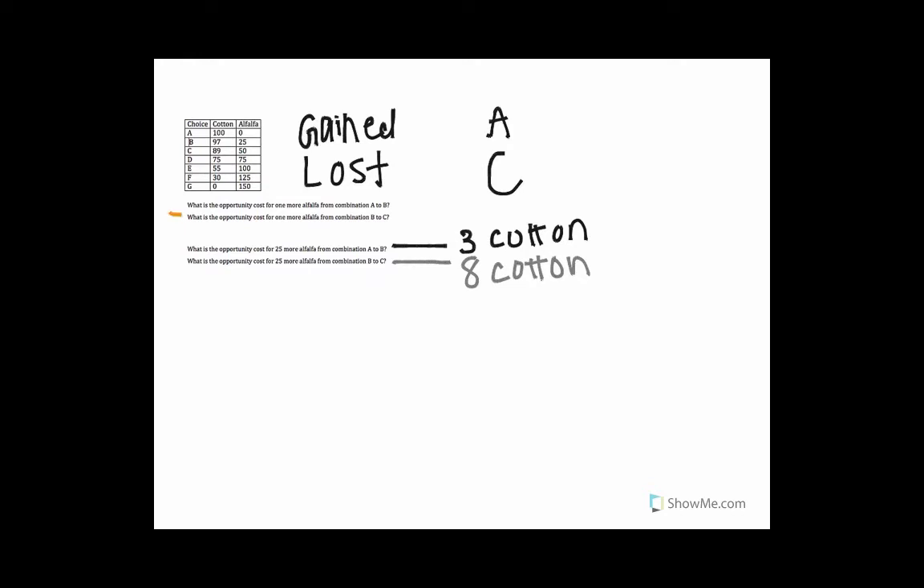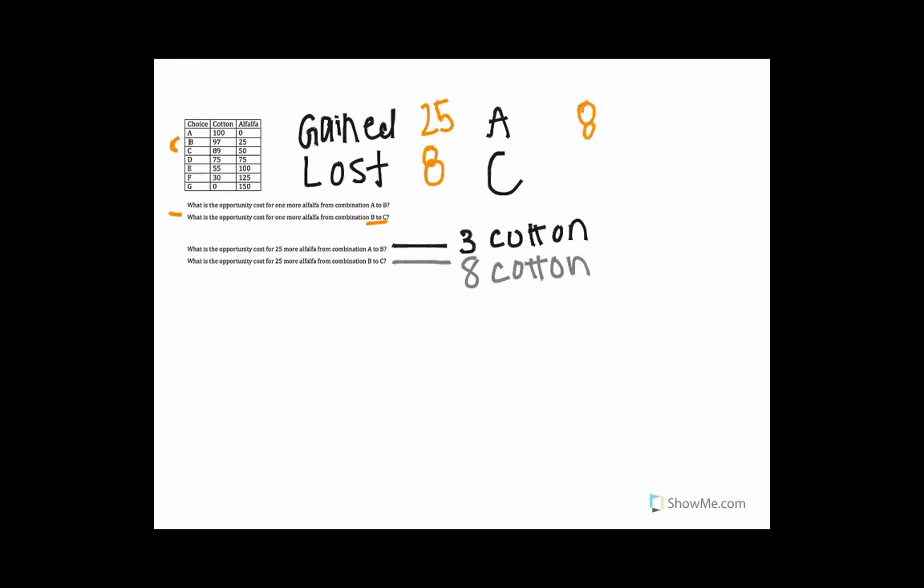Alright, now for this second question, what is the opportunity cost for 1 more alfalfa from combination B to C? We're looking at these two, B to C. So we're no longer looking at that interval over A. So if we're moving from 97 to 89, as we figured out in the other problem, we've lost 8 cotton. And as we move from 25 alfalfa to 50 alfalfa, we gain 25 alfalfa. So just like in that last problem, we're going to set this up as a ratio.